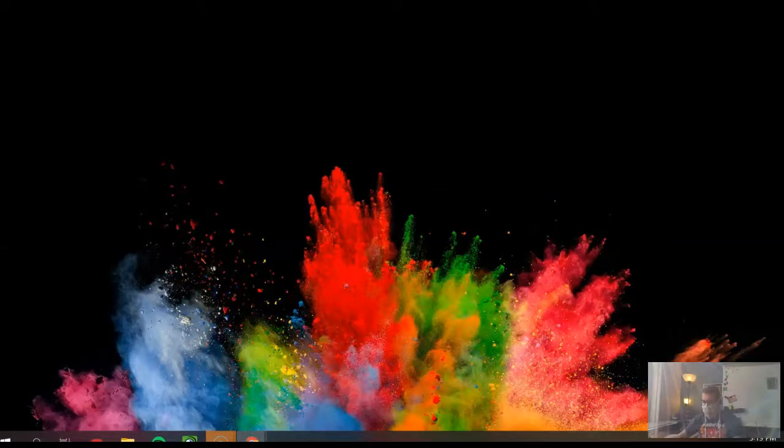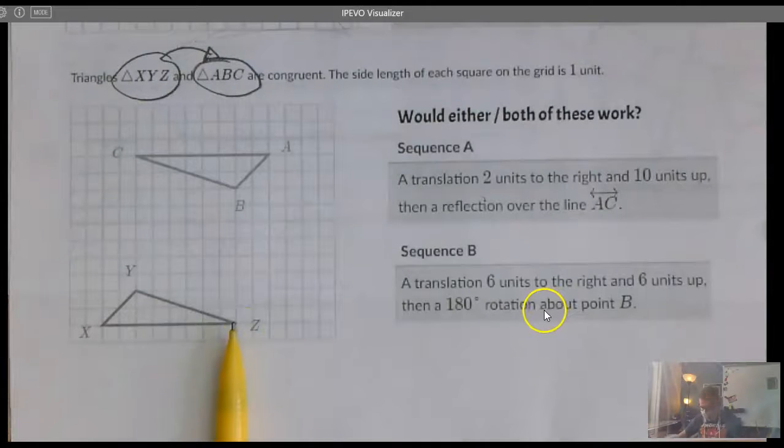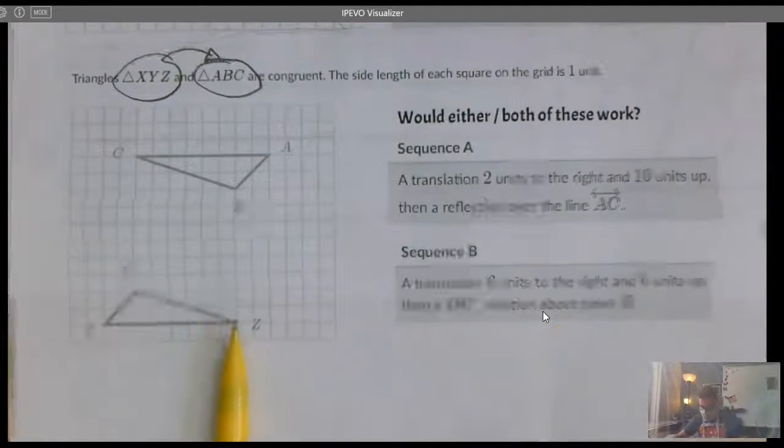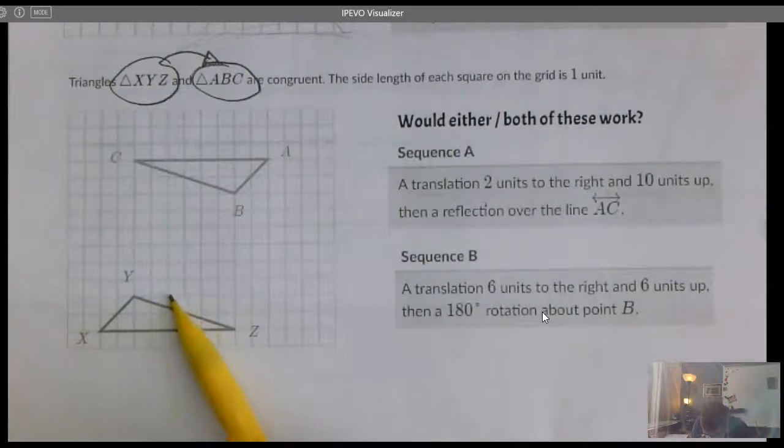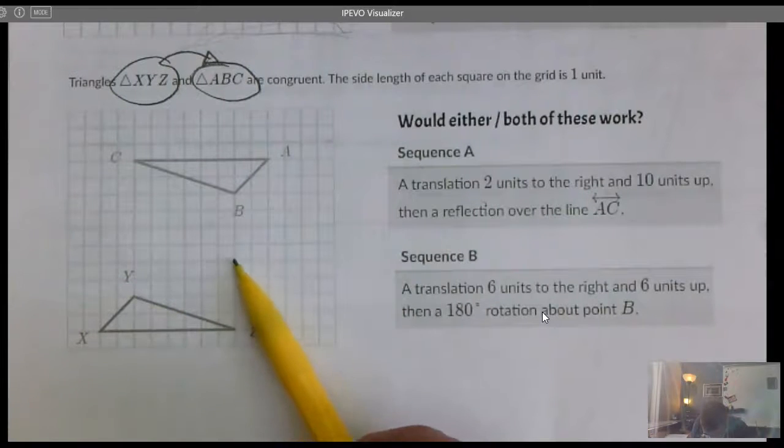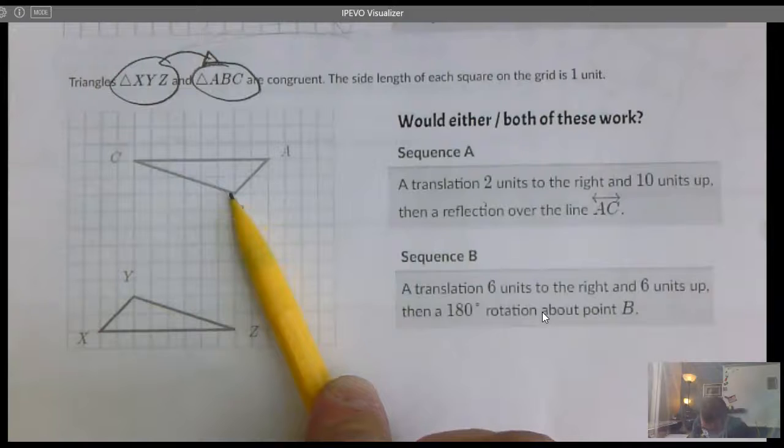All right. What about B? For B, Sophia, what do you think? It doesn't work because even when you go six to right and six up, it doesn't meet up to there. So it gets Y to B.